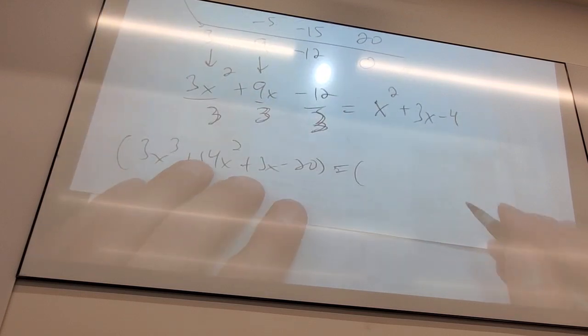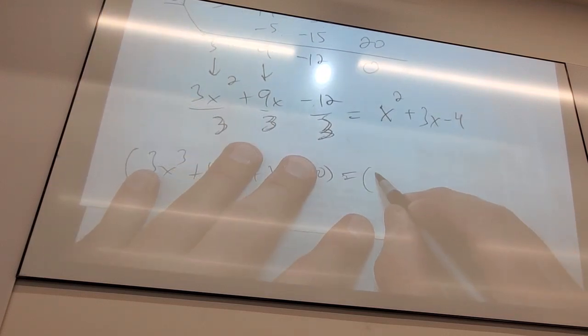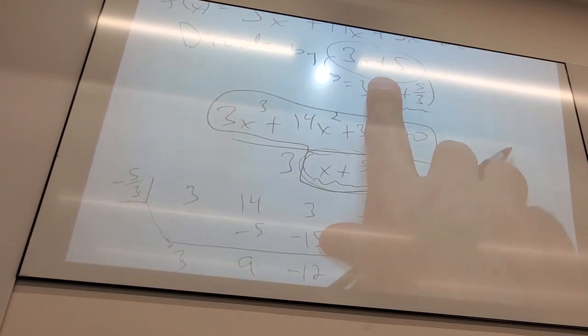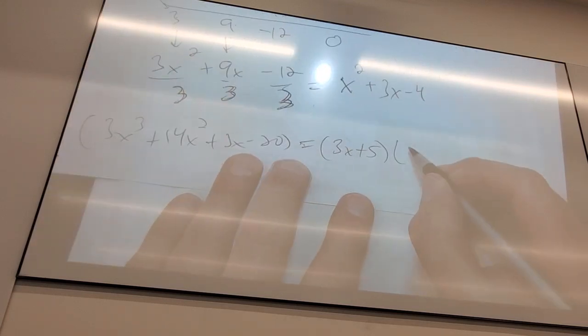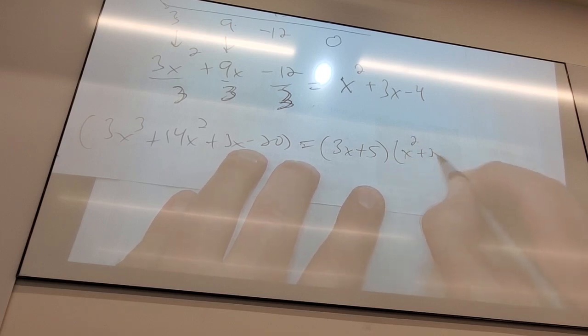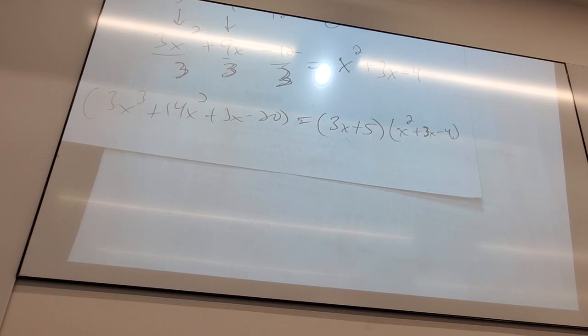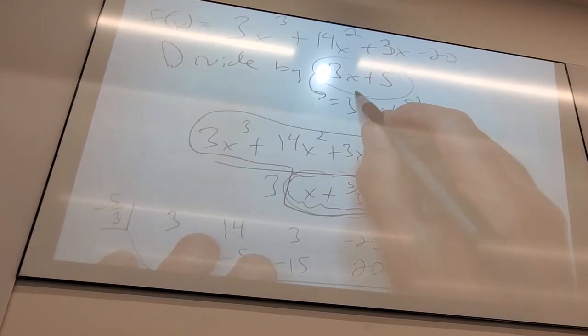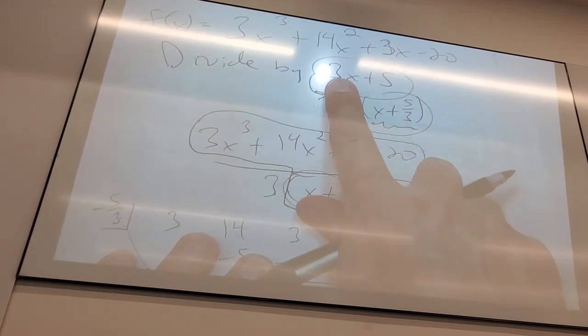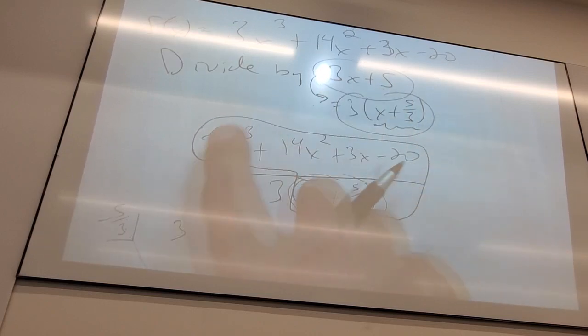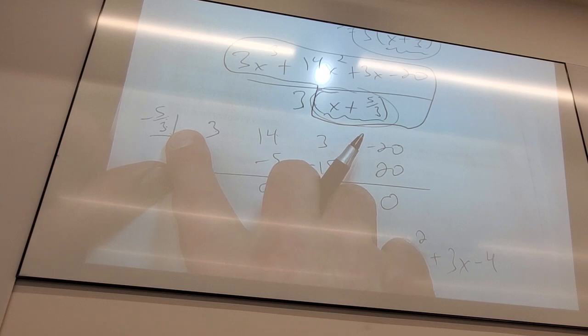Divide by 3, multiply by 5. So actually this means 3x plus 5. That's where that came from, right? And then this would be x squared plus 3x minus 4. So if I was doing this problem, I actually would not do this step, because what makes this 0 is negative 5/3. That's what goes here. You guys kind of with me?